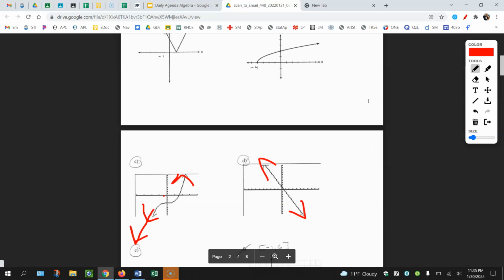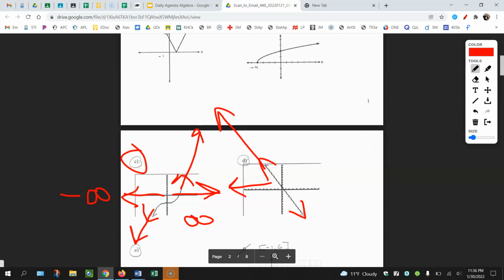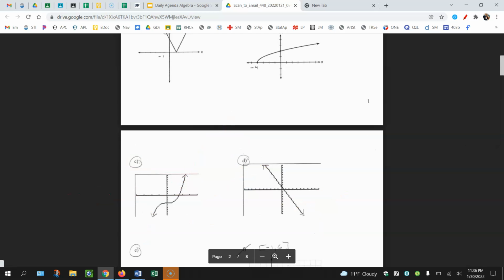So when you add those arrows in on C and D, you're going to notice this keeps going down and to the left towards -infinity. This keeps going up and to the right, so it keeps going to the right towards positive infinity. So this would have a domain of all real numbers. Same thing with D. This keeps going up and to the left. This keeps going down and to the right. So this is also going to have a domain of all real numbers, or -infinity to positive infinity.